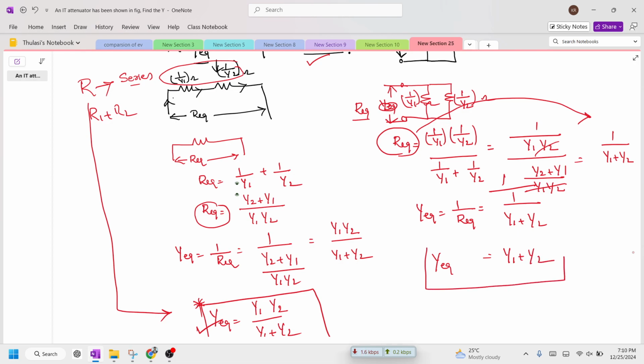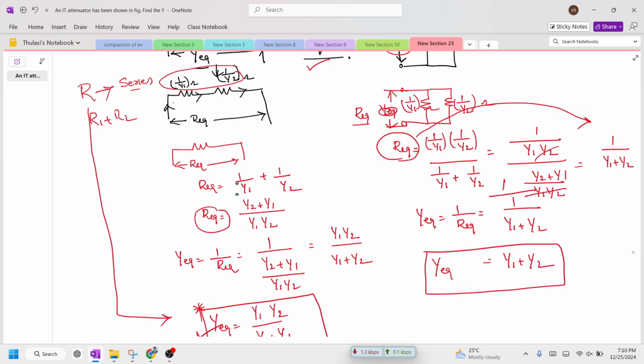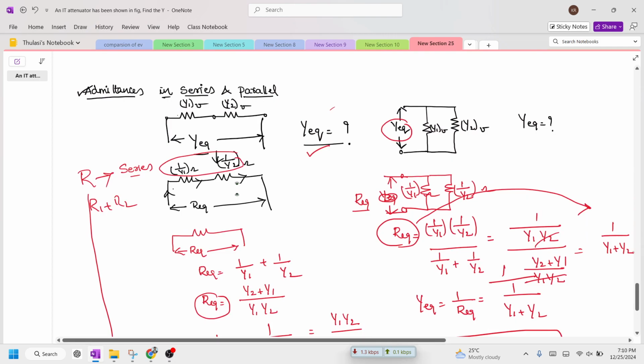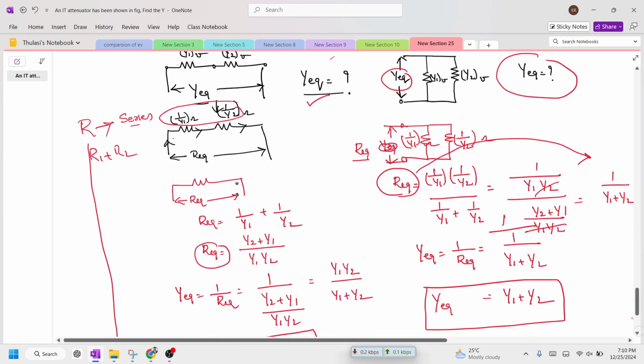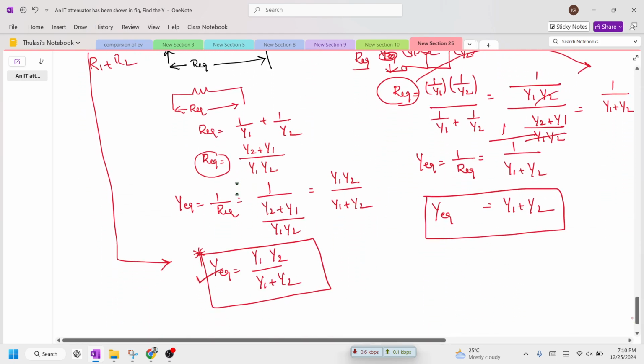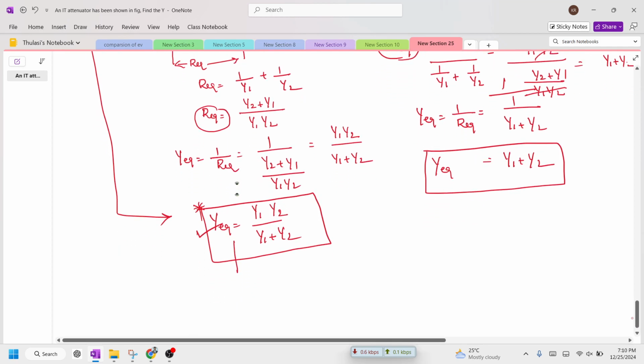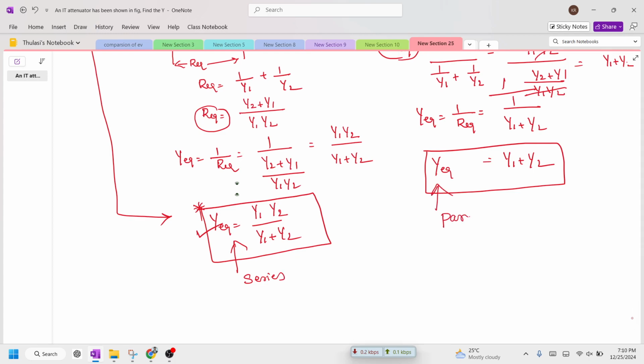So the simple formula to understand: whenever two admittances are connected in parallel, automatically you have to use the formula of a sum of admittances. So the sum of admittances is the formula when two admittances are connected in parallel, and the other formula is for series connection. This plays a major role when we are solving multiple problems.